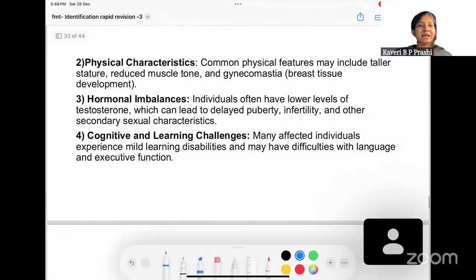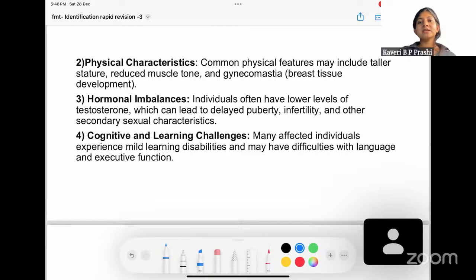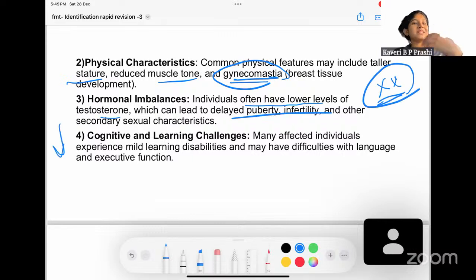Coming to the physical characteristics in these people, the common physical features may include taller stature. So these men are usually very tall, they have less muscle tone, and they have gynecomastia. That is, they have breast development. Hormonal imbalances: individuals often have lower levels of testosterone, because of which there will be delayed puberty, and the person might be infertile.